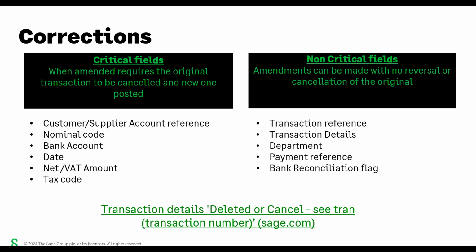I mentioned before critical fields and non-critical fields. Now, a critical field, quite simply, when amended, requires the original transaction to be cancelled and a new one posted. More often than not, Sage 50 will do this for you, and it will notify you. I will show you that in a moment. You've then got non-critical fields. As it says there, amendments can be made with no reversal or cancellation of the original. It simply just updates the transaction for you. Underneath those two titles are obviously lists and bullet points of what is critical and non-critical fields. Again, when you've downloaded the handout, you'll have those in front of you for your record.